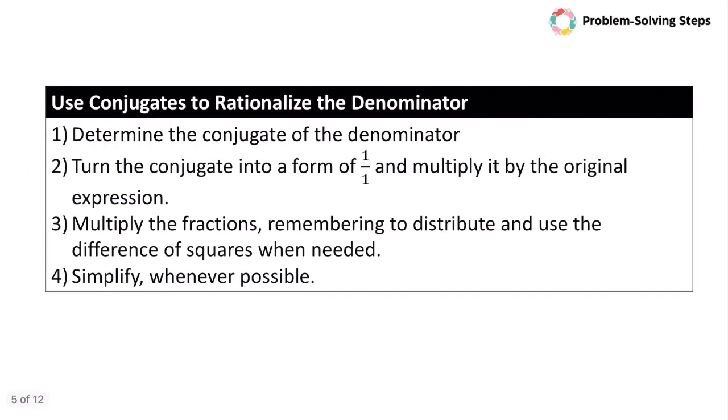So here's how we use conjugates to rationalize the denominator. You start off by determining the conjugate of the denominator. Then turn the conjugate into a form of 1 over 1 and multiply by the original expression. Then we multiply the fractions, remembering to use the distributive property and the difference of squares whenever needed. Then we simplify whenever possible.